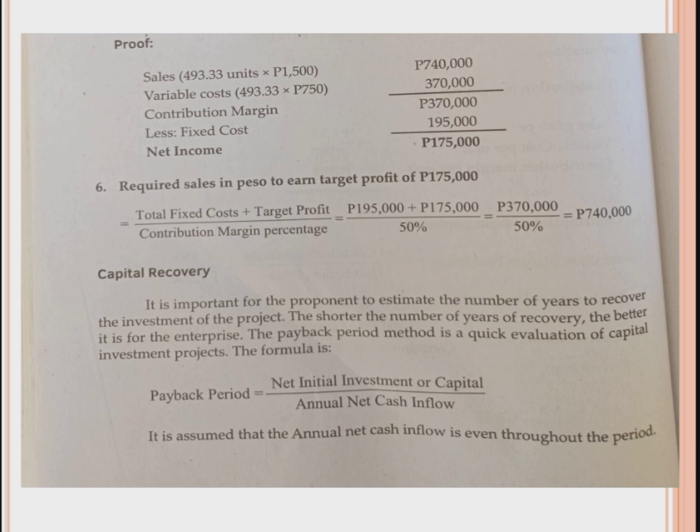Next, capital recovery. It is important for the proponent to estimate the number of years to recover the investment of the project. The shorter the number of years of recovery, the better it is for the enterprise. The payback period method is a quick evaluation of capital investment projects. The formula for payback period equals net initial investment or capital divided by annual net cash inflow. It is assumed that the annual net cash inflow is even throughout the period.